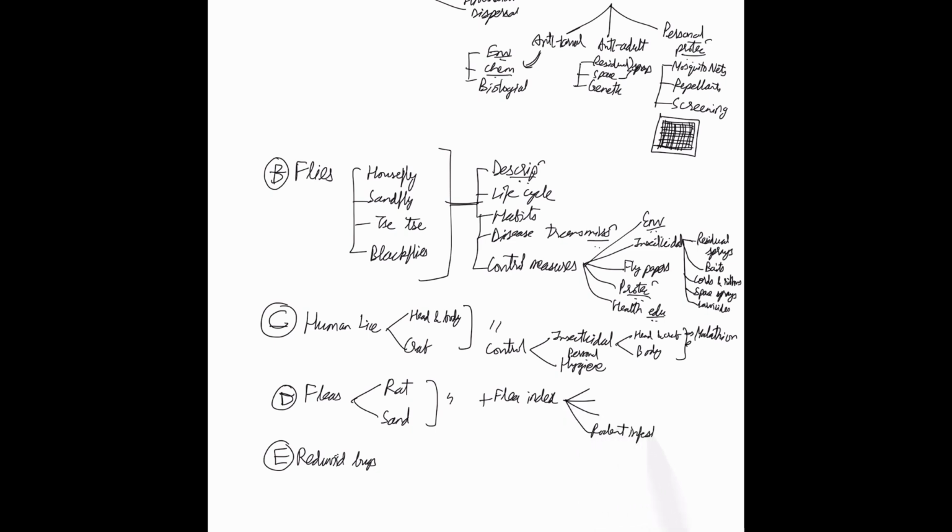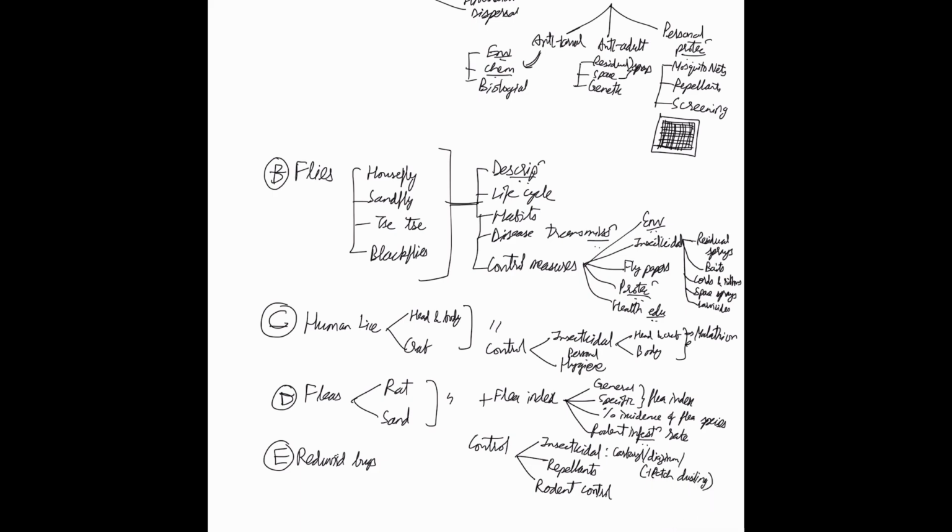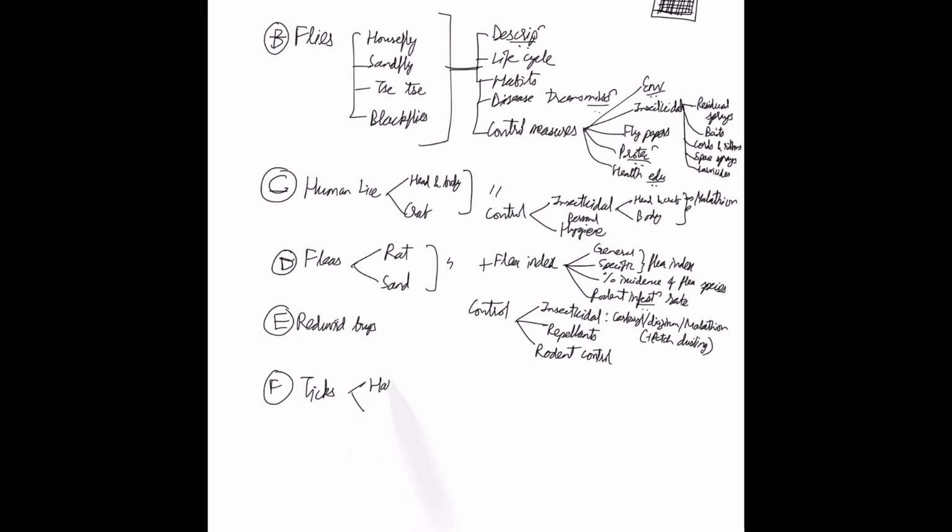Under fleas, besides the usual headings, we have the flea indices, which are the general flea index, specific flea index, percentage incidence of flea species, and rodent infestation rate. And of course, control: insecticidal control, repellents, and rodent control. Insecticides, we have carbaryl, diazinon, and malathion. Of course, a small note on patch dust. Then we have reduviid bugs, and then we have ticks, hard and soft ticks.